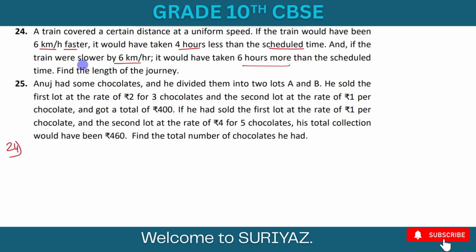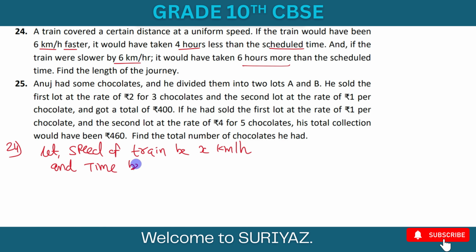So we need to find the length of the journey, which means we need to find the distance. And speed is also given here. So basically, what we can assume initially: let the original speed of the train be x kilometers per hour, and the second quantity we will assume, let the time be y hours. These are the two things we are assuming. From that we can obtain the length of the journey.